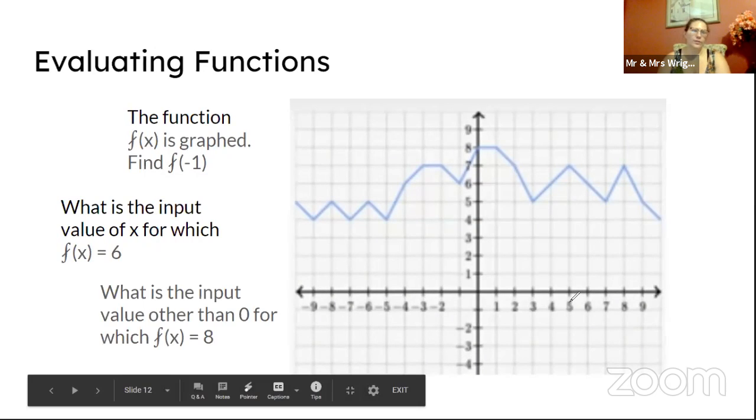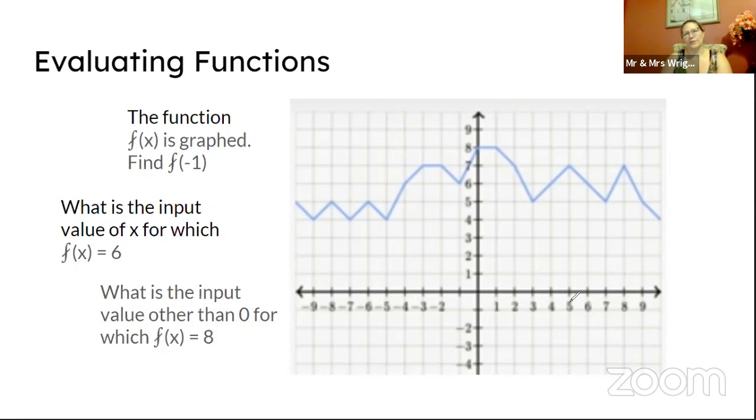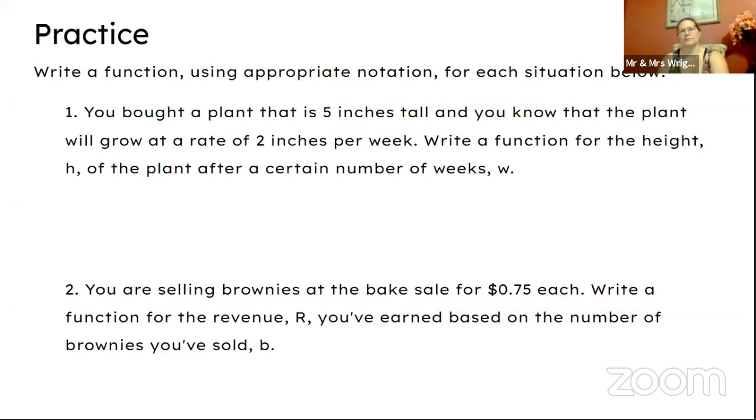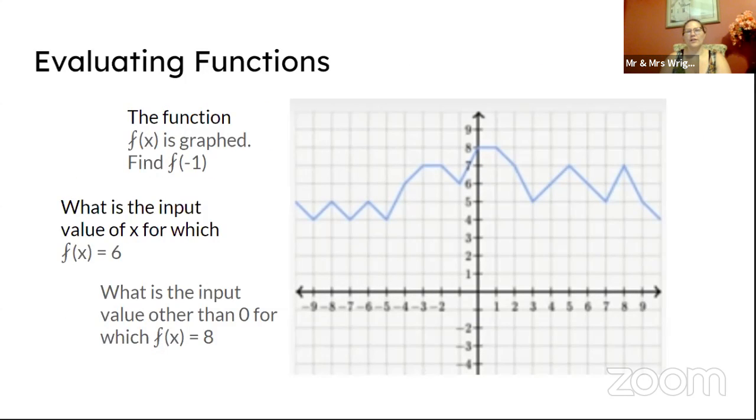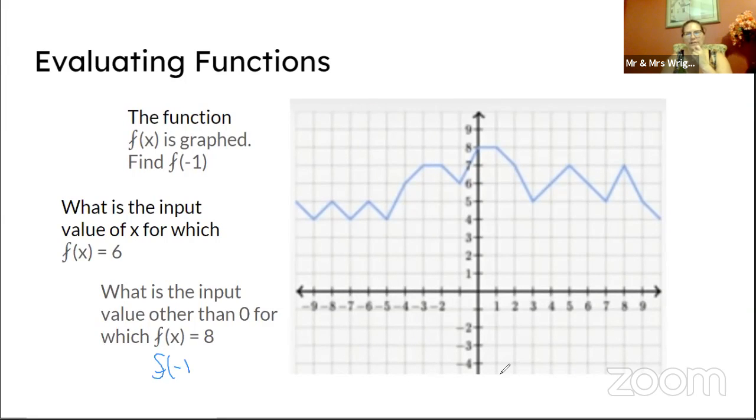What is the input value other than 0 for which f of x equals 8? So if we go up to 8, we see one here, but it says other than 0. So this one doesn't count. So we see one more right here. Now, in my function example that I'm giving you, it is also all of these, but we're just going to do the answer of the single number 1. Okay, so f of x equals 8, f of 1 equals 8. So we would write that f of +1, not -1.